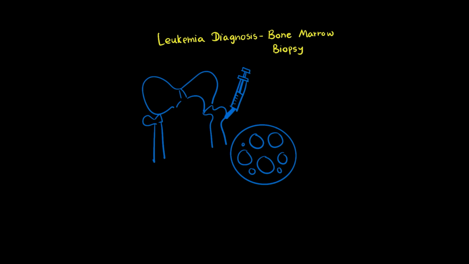Under the microscope, they can see the chaos, immature white blood cells crowding out normal cells. They can identify whether it's acute or chronic, myeloid or lymphoid leukemia. This direct examination reveals the specific genetic mutations and cell markers that determine treatment. Blood tests might show abnormal counts, but they can't definitively diagnose leukemia type.